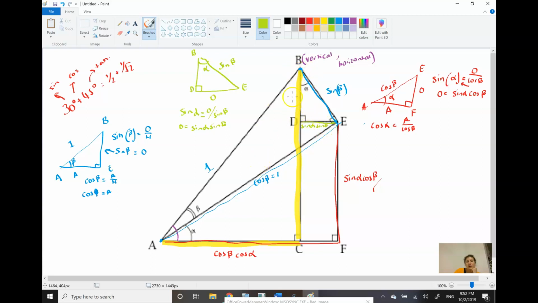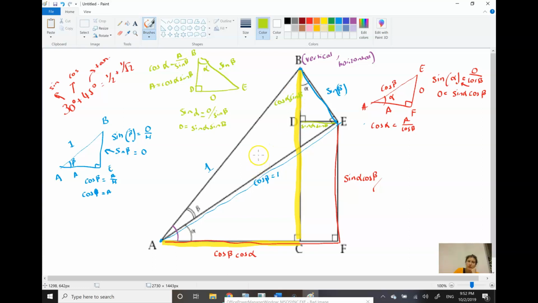And then we can also find B to D, again, exactly the same way. We're going to have cos alpha equals A over sine beta. And so A equals cos alpha sine beta. And that's our little side B to D there. We can have cos alpha sine beta.